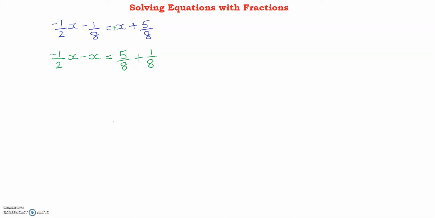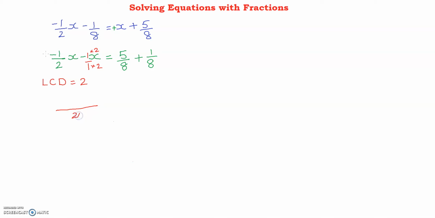I will write here 1 over 1. It becomes a fraction. I will take the LCM or LCD, lowest common multiple or lowest common denominator, which is 2 for the left side. And to the right side of the equal sign, it's already 8. Both the denominators are the same. Over here, I will multiply this by 2 and this by 2 in order to make the denominators the same. So that's what we have here.